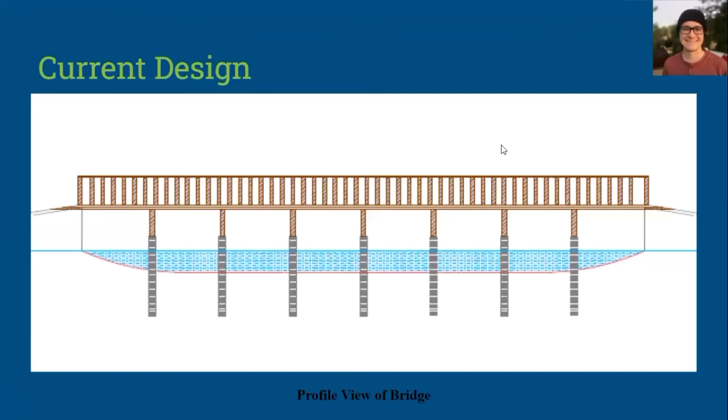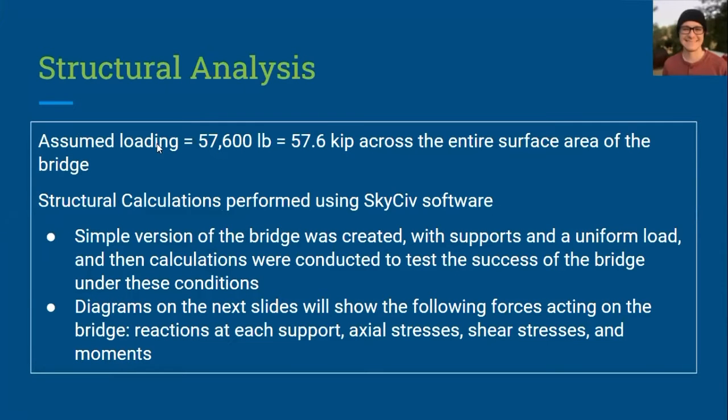So when designing the bridge, this is the final design we've come up with. It's a very simple straight shot bridge across, completely made of wood, standing on wooden supports that are then supported by driven concrete piles. The assumed loading over the entire surface area of the bridge is 57.6 kilopounds, and structural calculations were performed using the SkySub software.